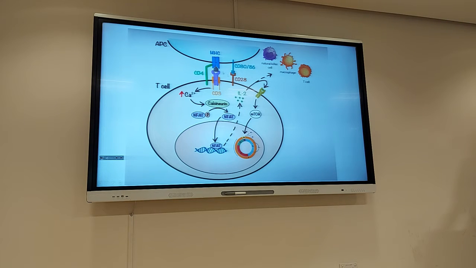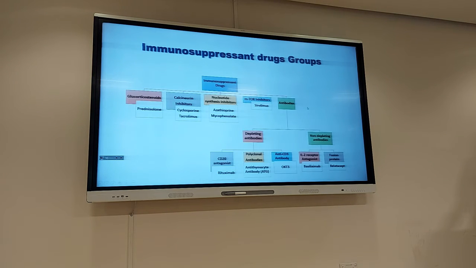So basically, the immunosuppressant drugs work by inhibiting one of these pathways. In this case, for example, the calcineurin inhibitors inhibit this pathway, which prevents the conversion of NFAT and later leads to inhibition of IL-2. Something else that could be inhibited is mTOR, or we can design antibodies that inhibit IL-2, preventing the IL-2 cytokines from binding to its receptor. So this is mainly how immunosuppressant drugs work in general.